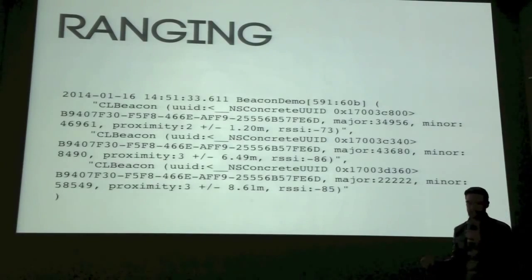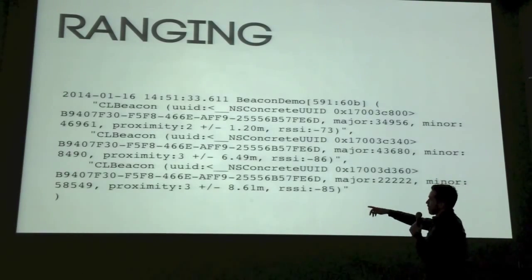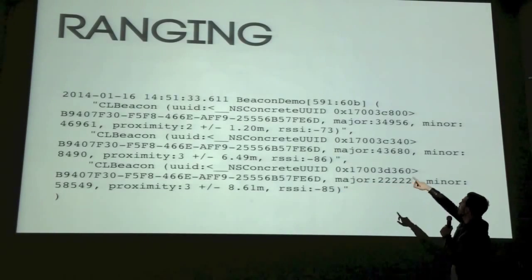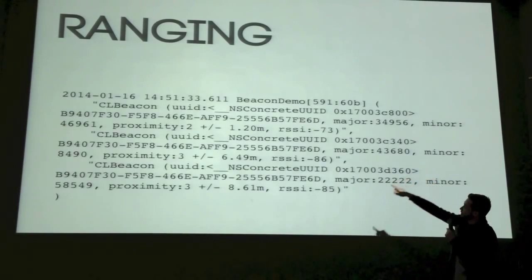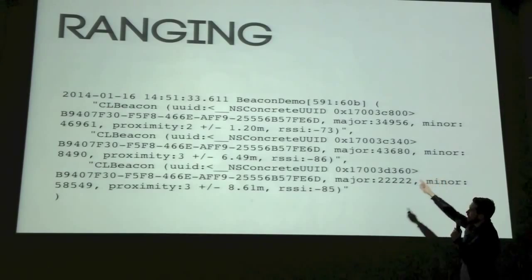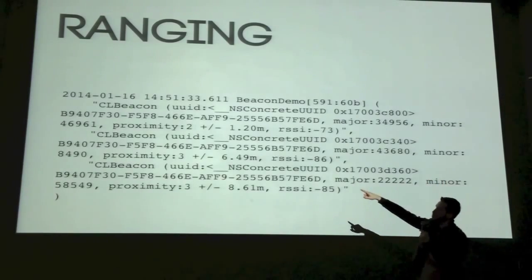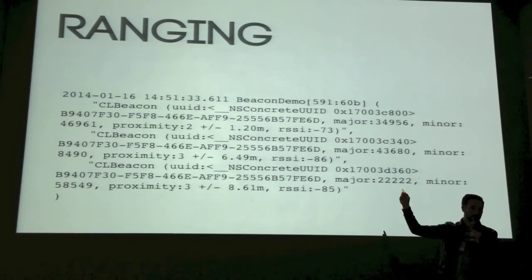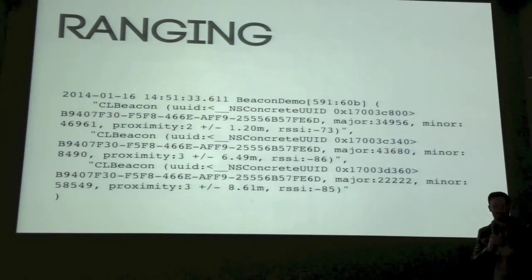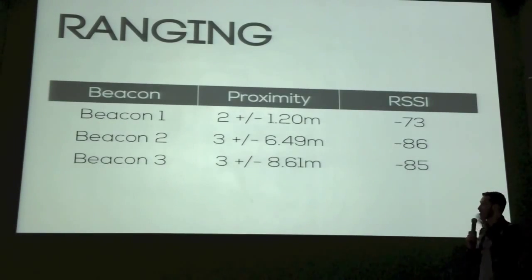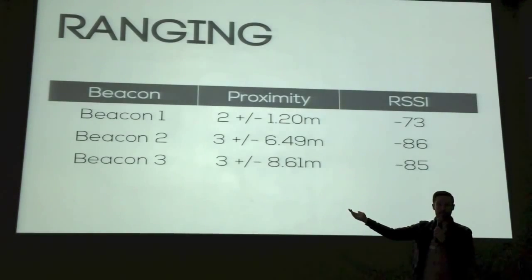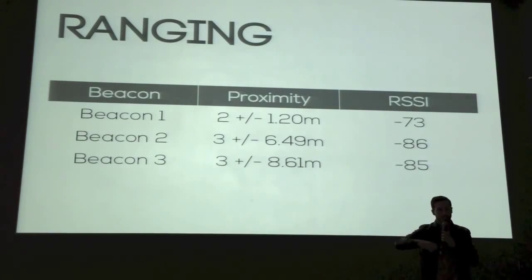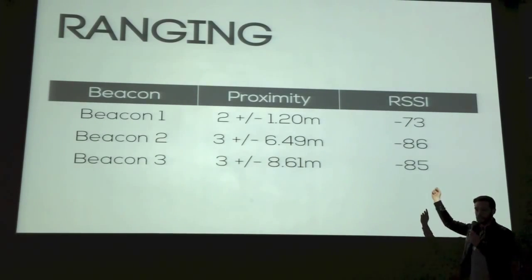If you look at the raw data that's coming in from didRangeBeacons, it looks a lot like this. It basically says, at this timestamp, this date and time, here's my beacon with this ID, major and minor. Its proximity is 2 plus or minus 1.2 meters, and it has an RSSI of -73. What does that mean? Let's pull away all the extra junk. What it says is, I detected 3 beacons. These are the different proximity values, this is how far away they are, and these are the signal strengths that we're getting.